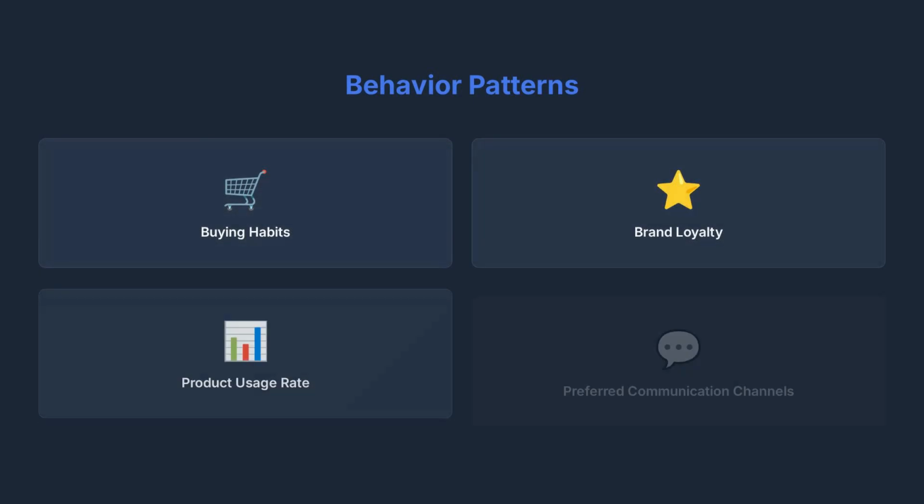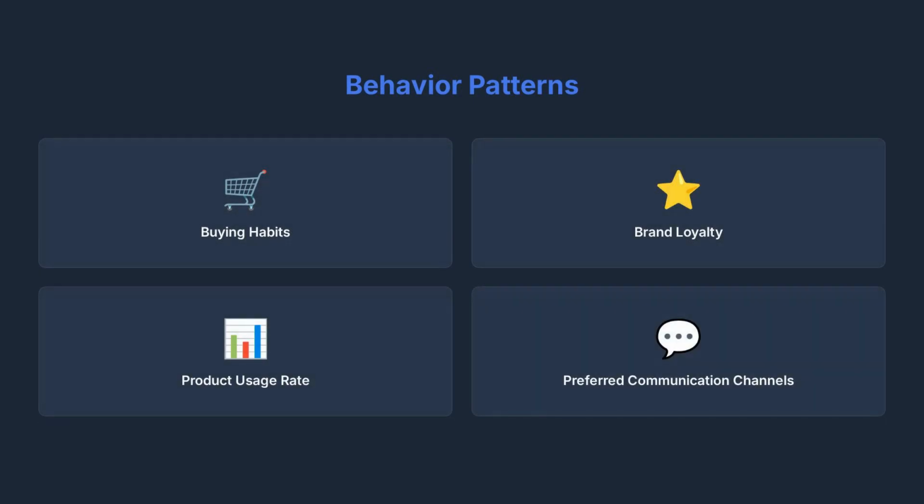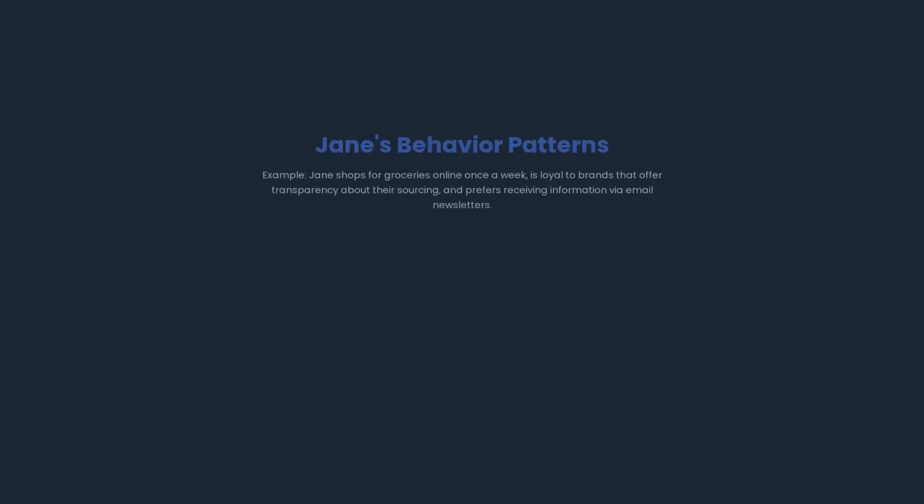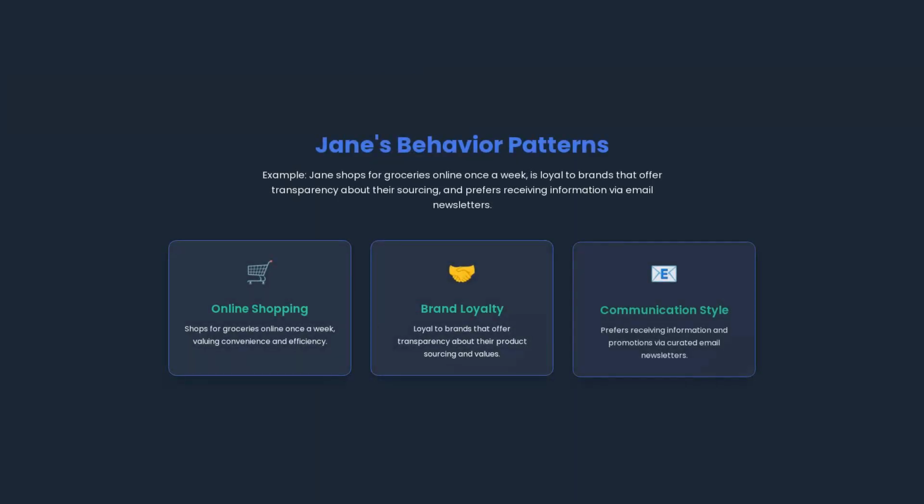Behavior patterns include buying habits, brand loyalty, product usage rate, and preferred communication channels. Example: Jane shops for groceries online once a week, is loyal to brands that offer transparency about their sourcing, and prefers receiving information via email newsletters.